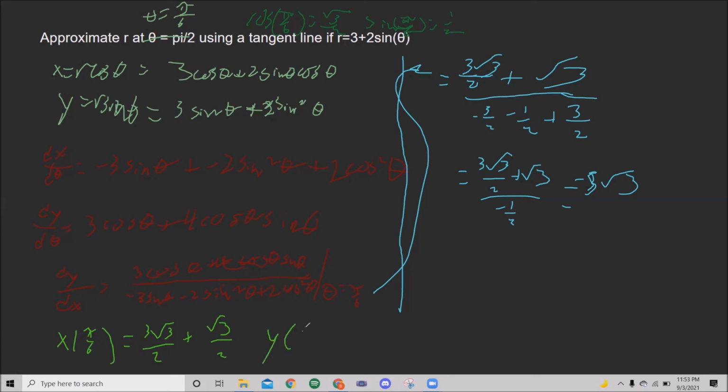From here, we just need to find y of pi over 6. And naturally, as you could presume, we're going to put pi over 6 in place of theta. And so we end up with 3 over 2 plus 1 over 2, and we can just simplify this as 2. Since this happens to be a lot simpler, as you can probably tell, both our slope and our y-coordinate are just one term.